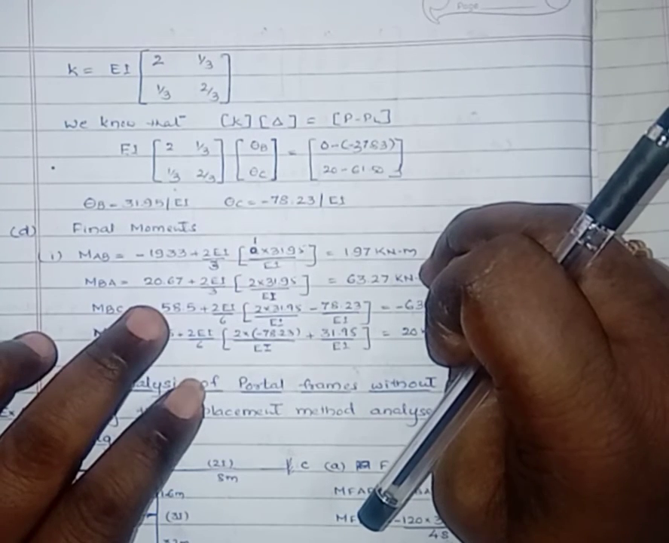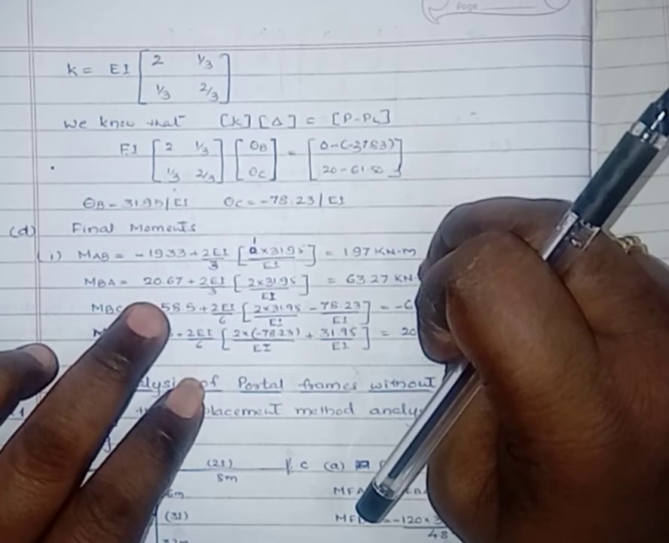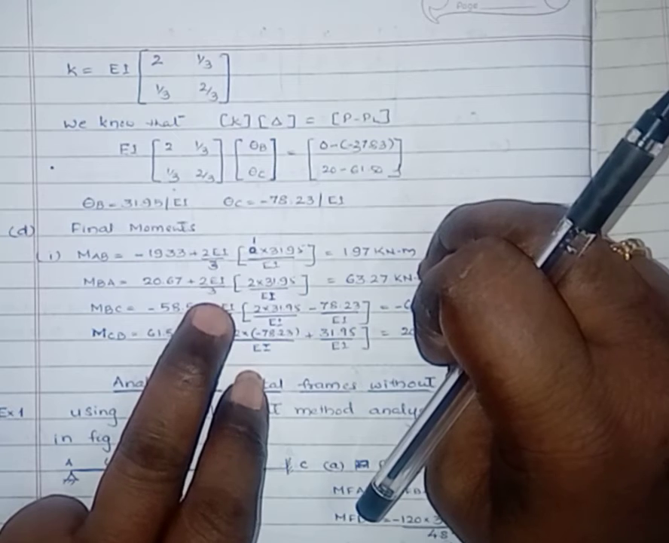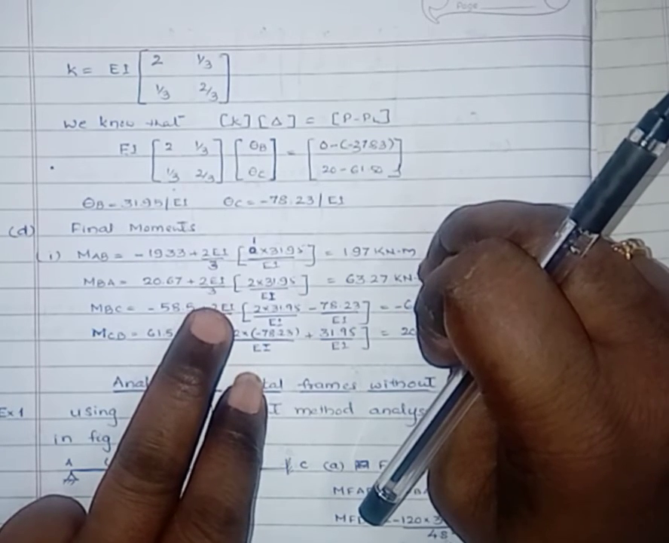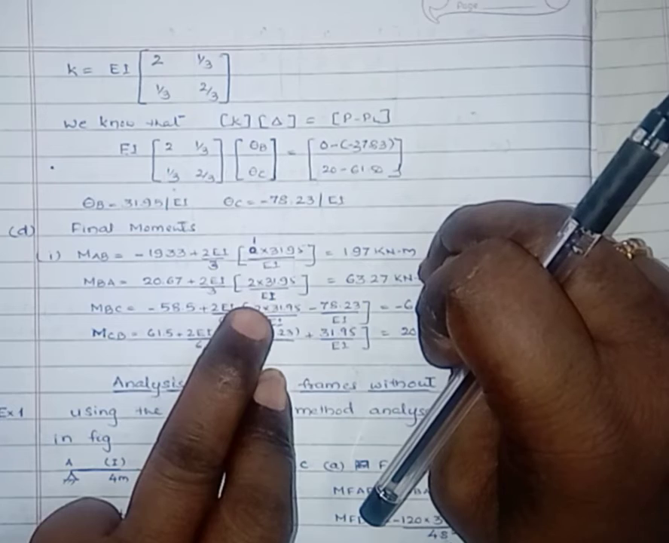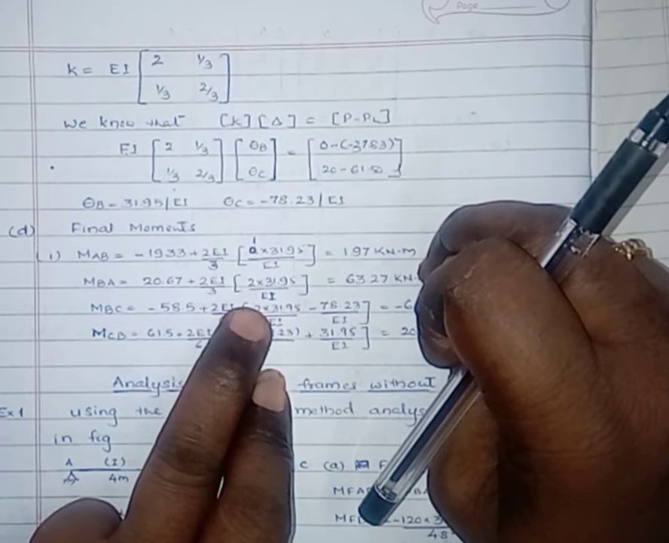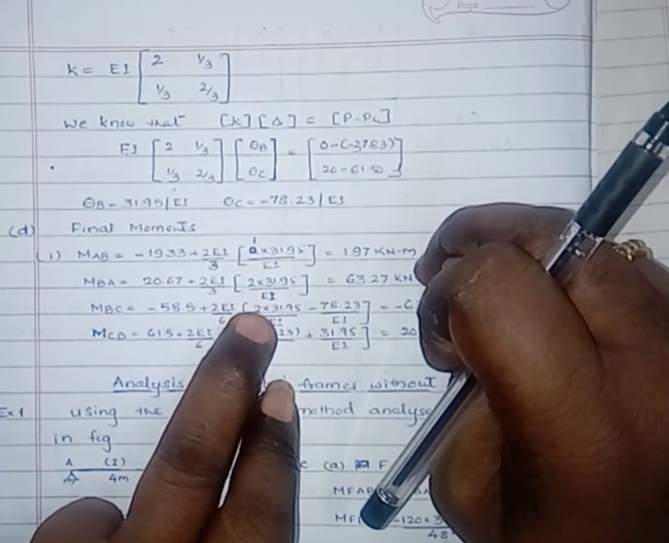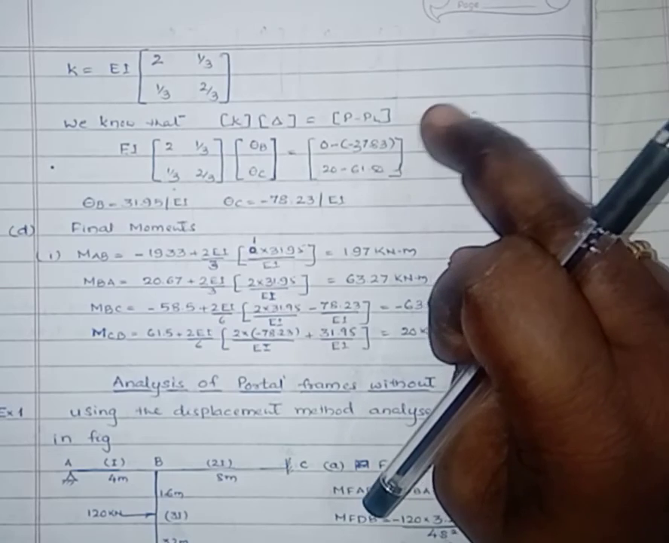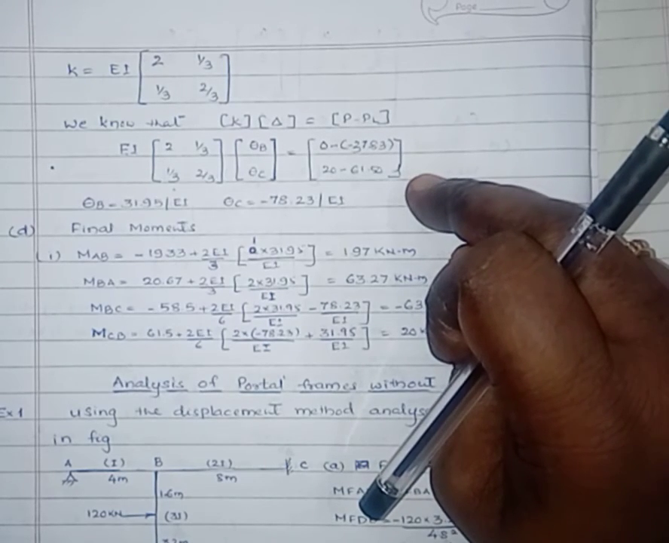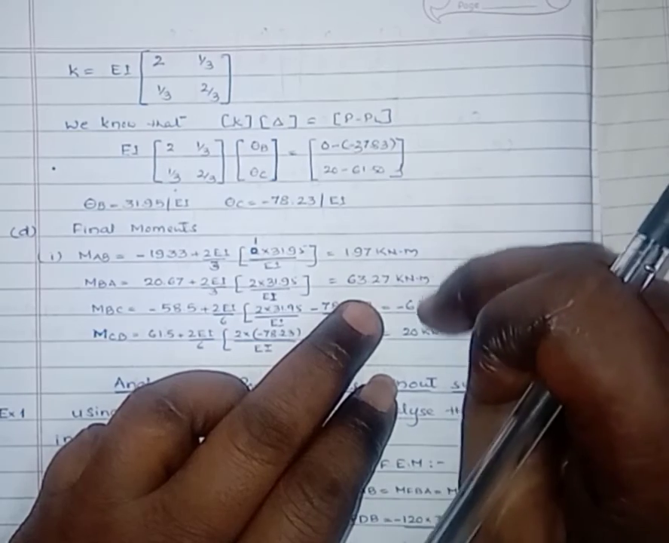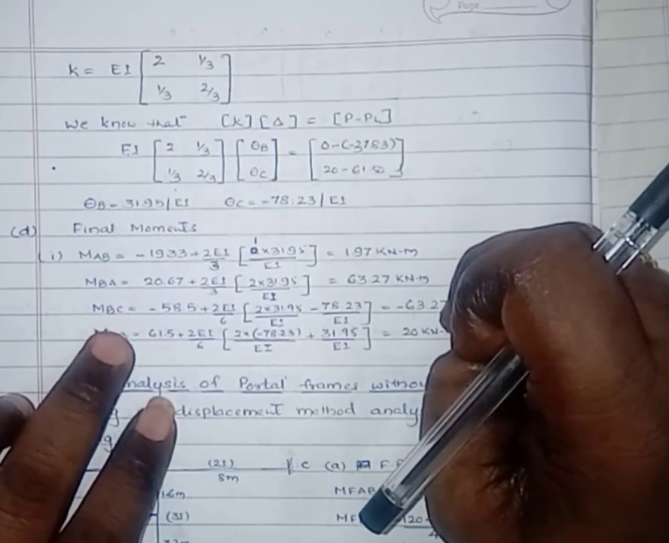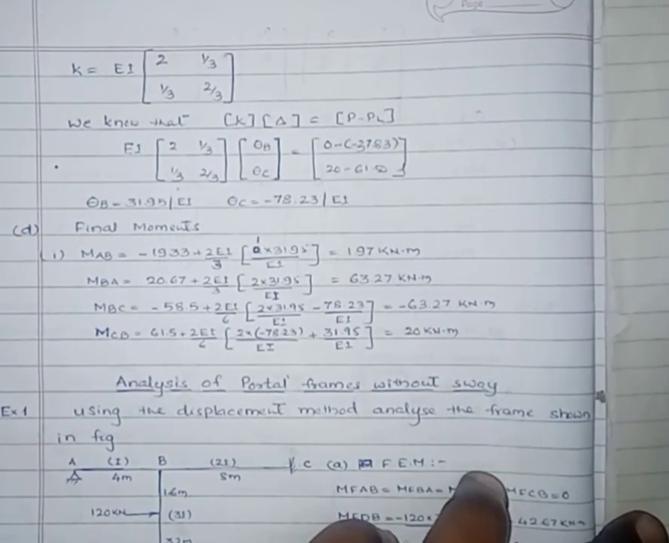MBA is the net fixed end moment due to both load as well as the settlement of the support, that is 20.67 plus 2EI by L. L is 3. Inside the bracket, 1 times theta A, that is far end, theta A is 0, plus 2 times the near end, that is theta B, 2 into 31.95 by EI. After simplification, we get 63.27 kilonewton meter. By observing both MAB and MBA, both are clockwise.